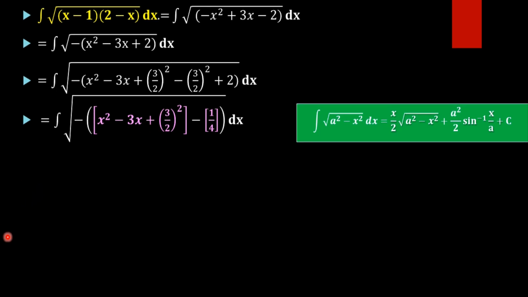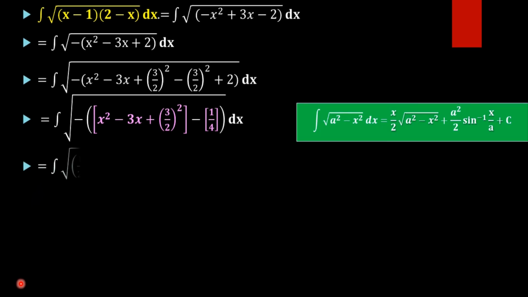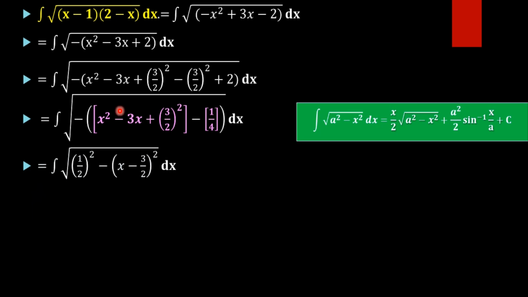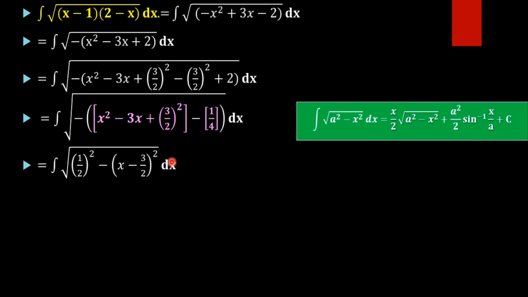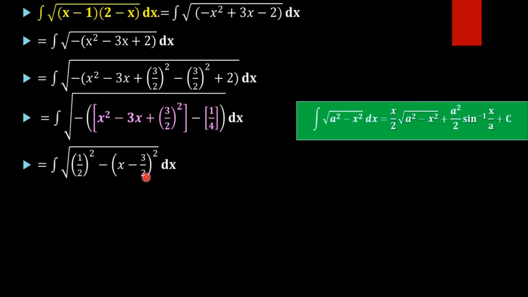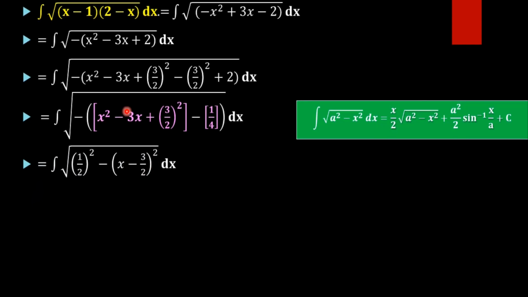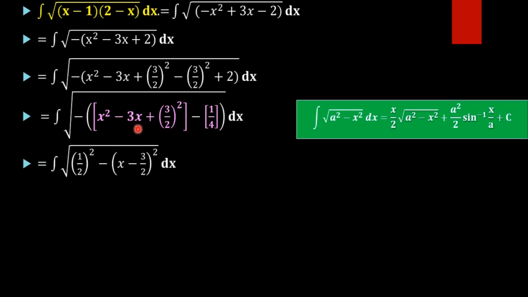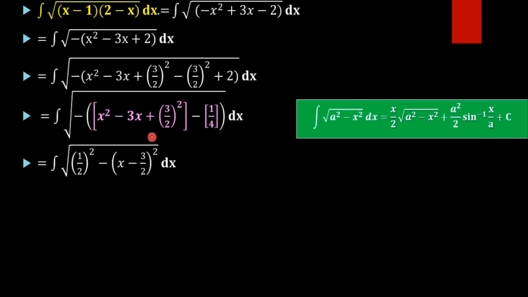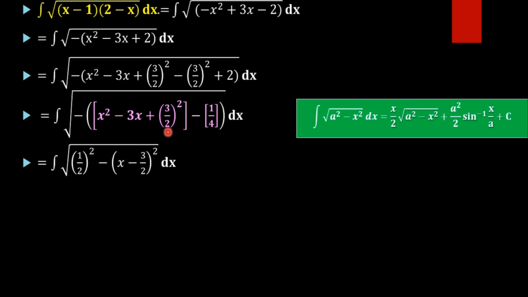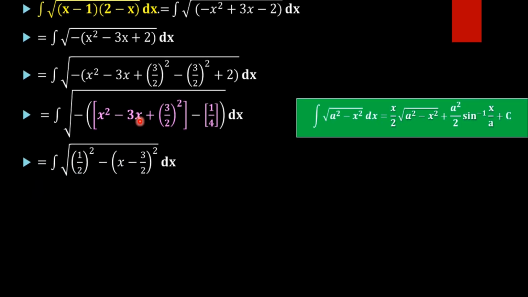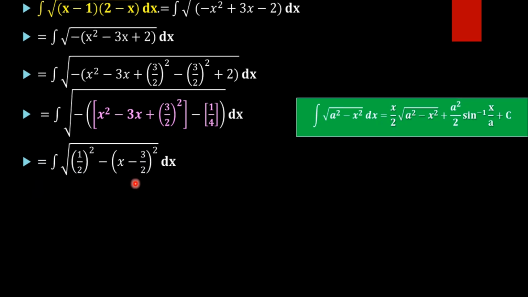Next we have to write it in the form of (a minus b) whole square. What is a here? That is x. b here is 3 by 2. So (x minus 3 by 2) whole square. On expanding we will get x square minus 2 into 3 by 2 into x. On cancelling 2, 3x will remain here, plus (3 by 2) whole square. So (a minus b) whole square.